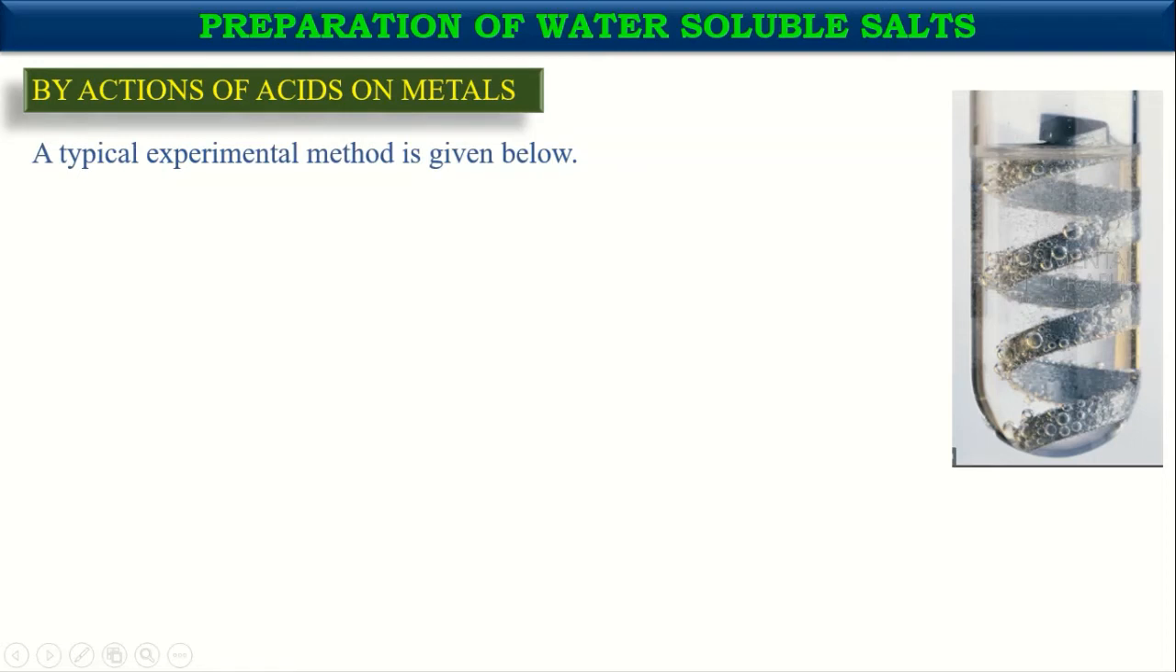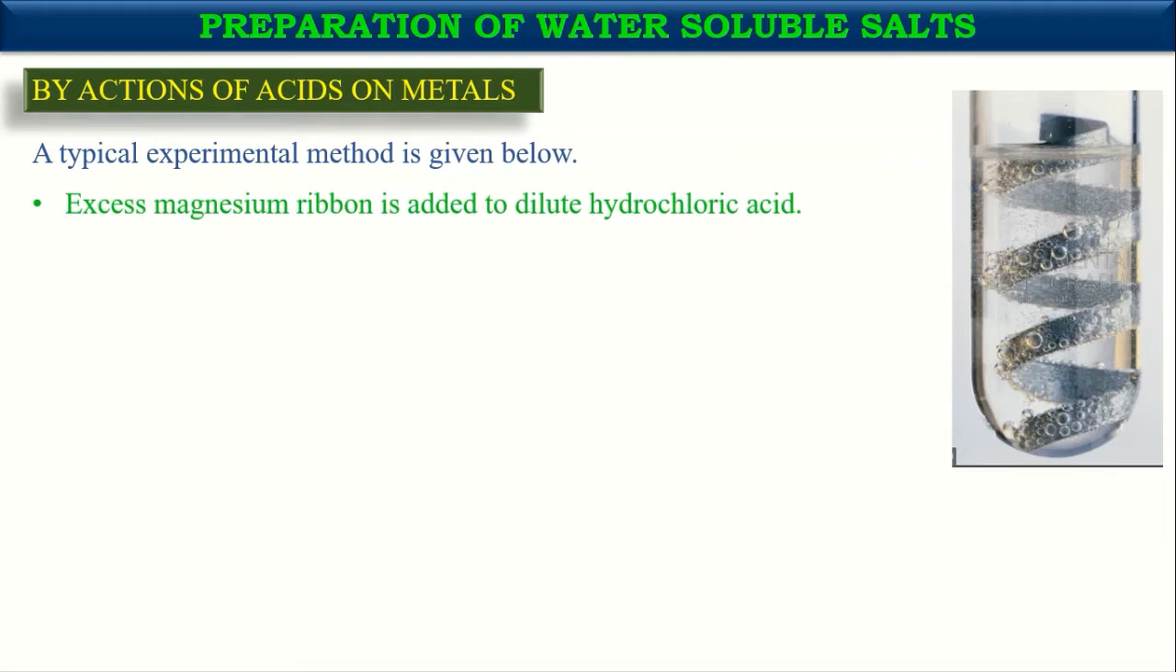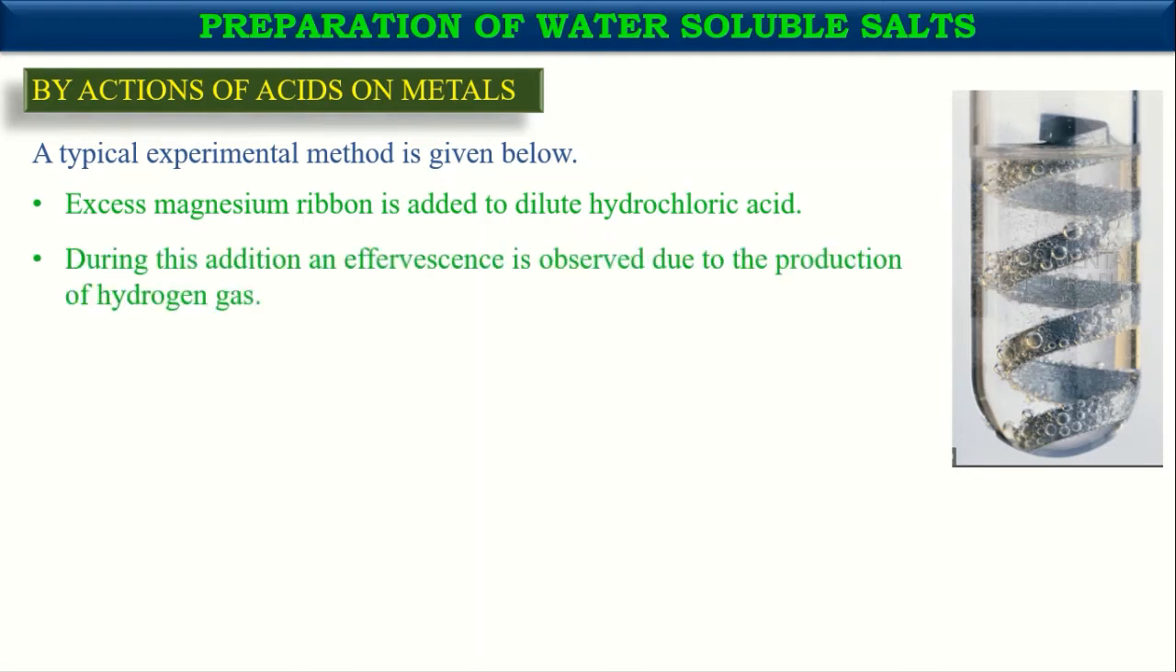For the typical experimental method, we need the following steps. Number 1, excess magnesium ribbon is added to dilute hydrochloric acid, because the unreacted magnesium can easily be removed by the filtration method. During this addition, an effervescence is observed due to the production of hydrogen gas. So the production of hydrogen gas can be seen here.